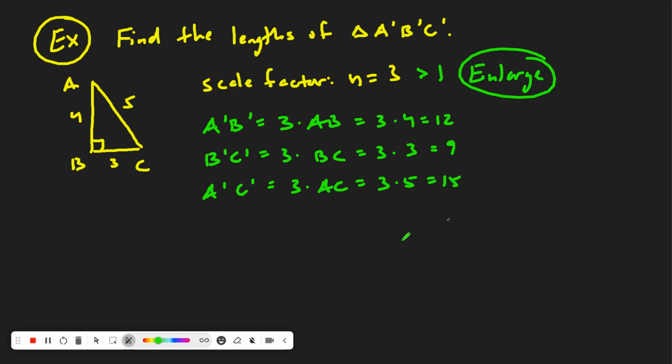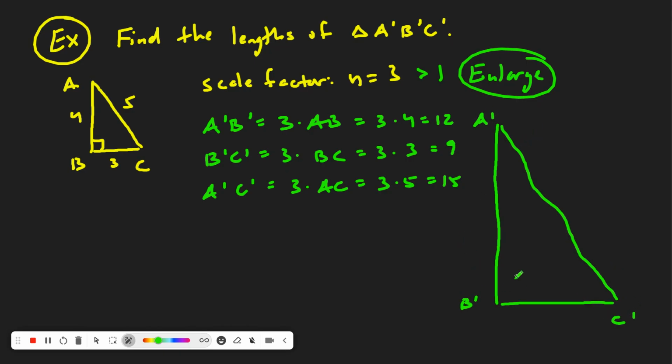If I want to draw that picture real fast, I'm just going to draw a bigger right triangle, looking the same as that one. Here is A prime, B prime, C prime in corresponding position. There's that right angle. And again, the length of A prime, B prime would be 12. The length of B prime, C prime, 9. And the length of A prime, C prime would be 15. And there you go. So again, scale factor bigger than 1 is going to enlarge.